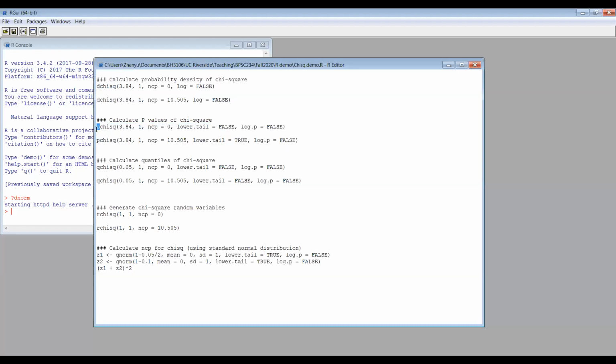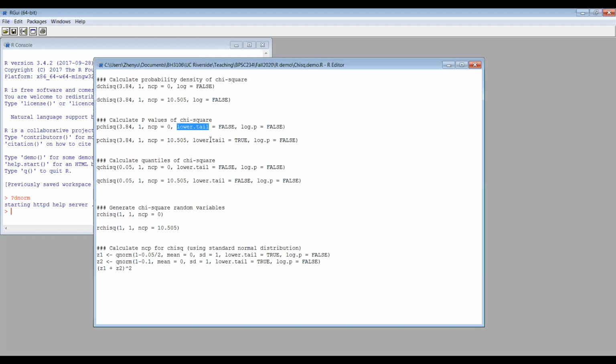So this code is to calculate the p-value, right? All right. So for the chi-square distribution, if you have a chi-square statistic here, and you let R know what the degree of freedom is, for example, here the degree of freedom equals 1. And if this is a central chi-square distribution, the non-centrality parameter should be equal to 0. And this is another thing you need to tell R: whether you're going to calculate the p-value for the lower tail or the upper tail. I'm going to show you what that means.